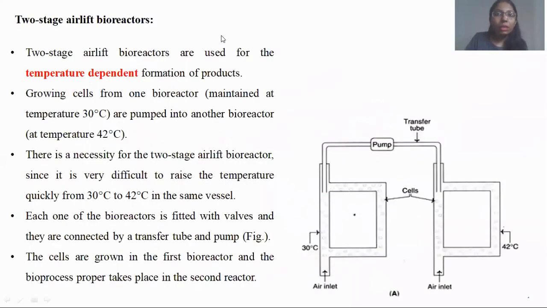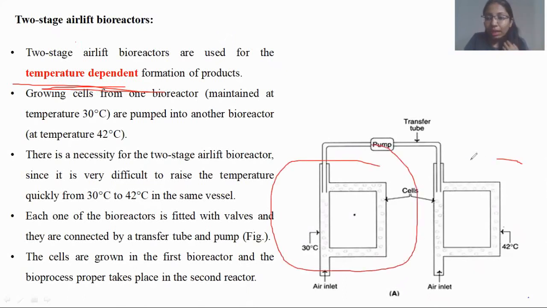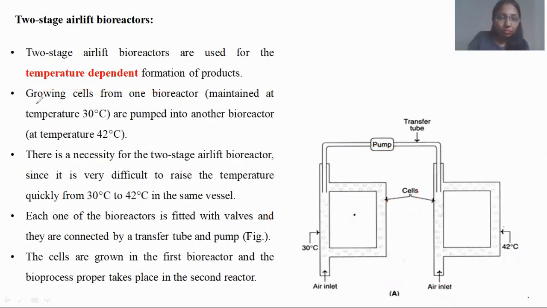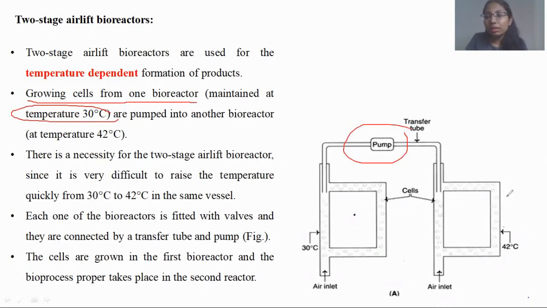Now there is something known as the two-stage airlift reactor. This concept is important when you are dealing with a temperature-dependent product. As you can see, this is the first stage and this is the second stage. We will understand it now. In the first one, the cells are maintained at one temperature, let's say 30 degrees Celsius. And then by using a pump, they are sent to another reactor where the temperature is maintained at 42 degrees Celsius. Now, why is it so?